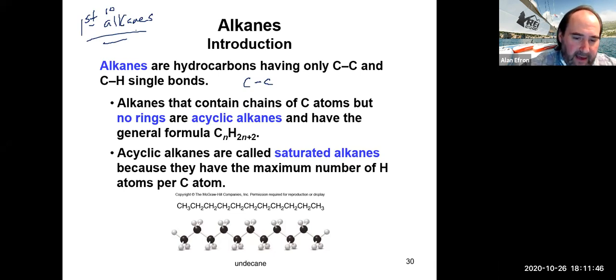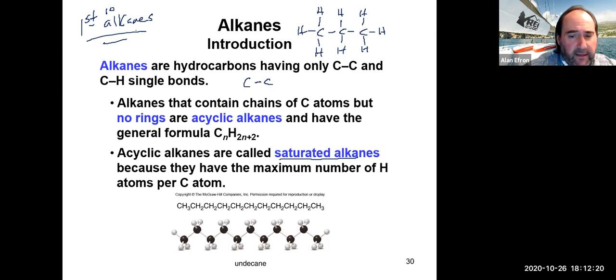So alkanes have no rings, they have that straight structure, and they have this general formula. They are sometimes called saturated alkanes. If something is saturated, it means it has the maximum number of hydrogens. So for example, if we have a run of 3 carbons, the maximum number of hydrogens we could have would be 8 hydrogens. And this is basically a saturated hydrocarbon, no double bonds or anything.